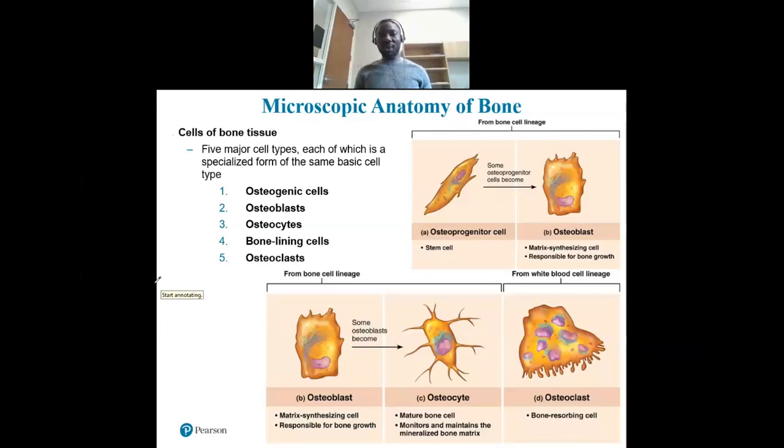Now, we are going to start looking at the cells that make up those tissues. Predominantly, there are five major cells. We talk about the osteogenic cells or osteoprogenitor cells. They are the same, so osteogenic is the same as osteoprogenitor. We have the osteoblast, the osteocyte, the bone lining cells, and the osteoclast.